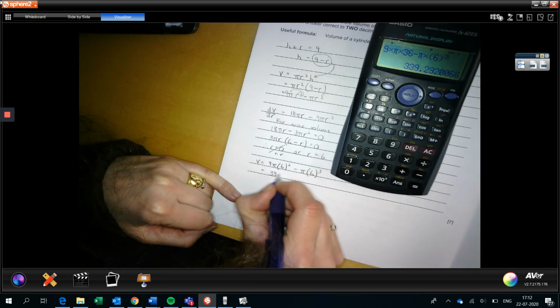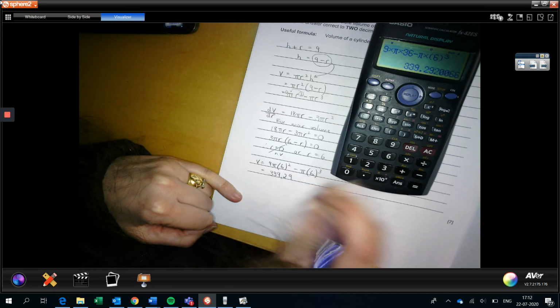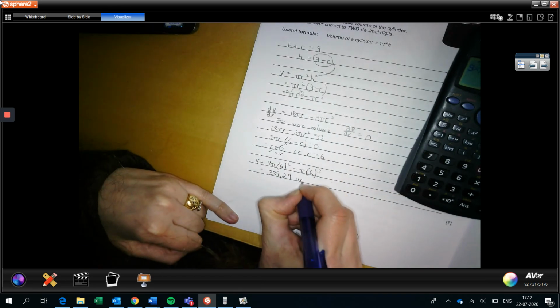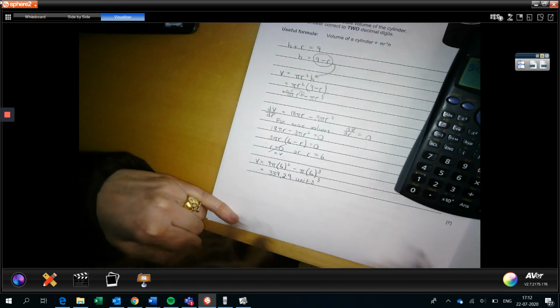So that's 339,29. You were told units up there. Okay, so we want units cubed for volume.